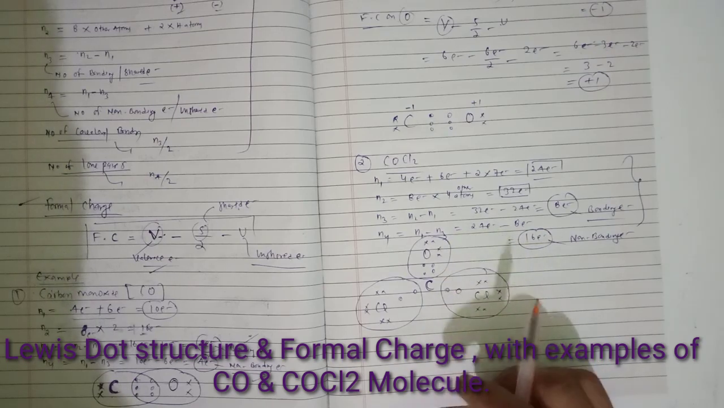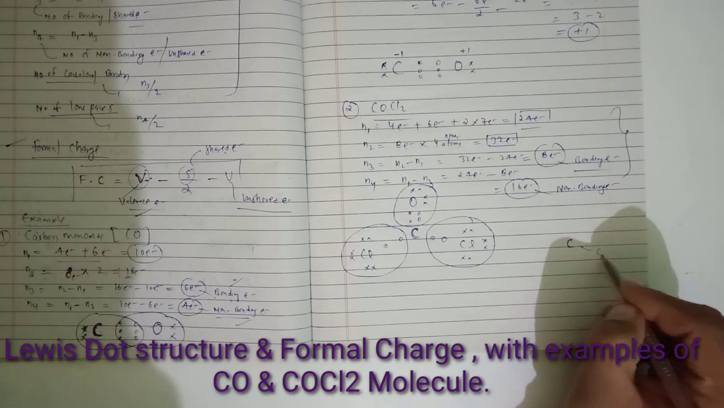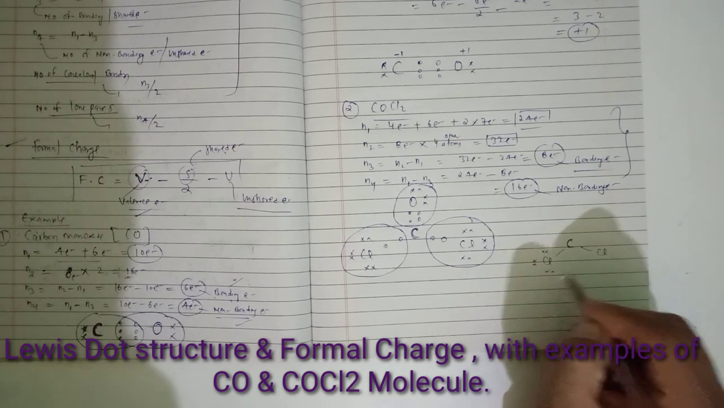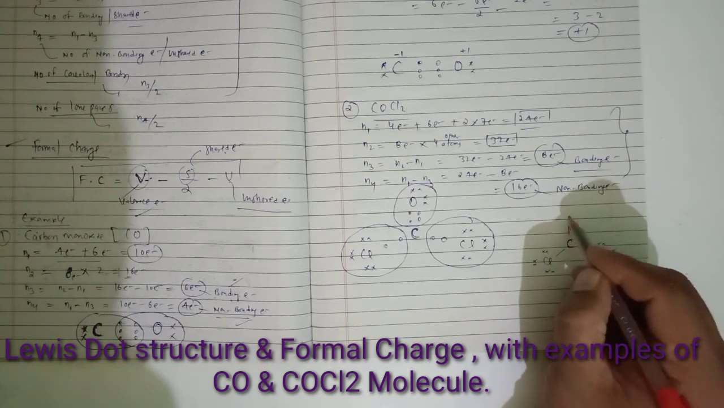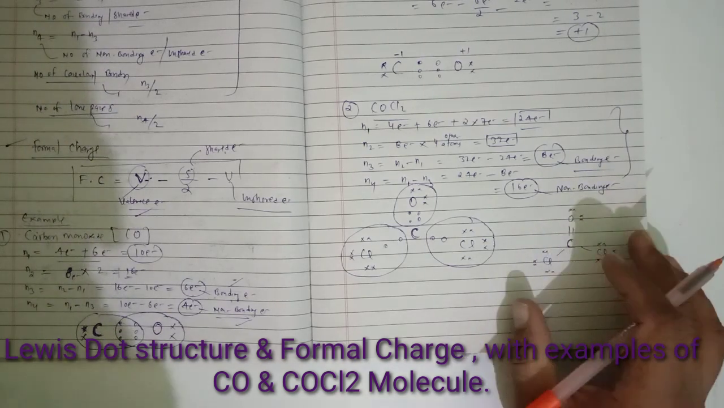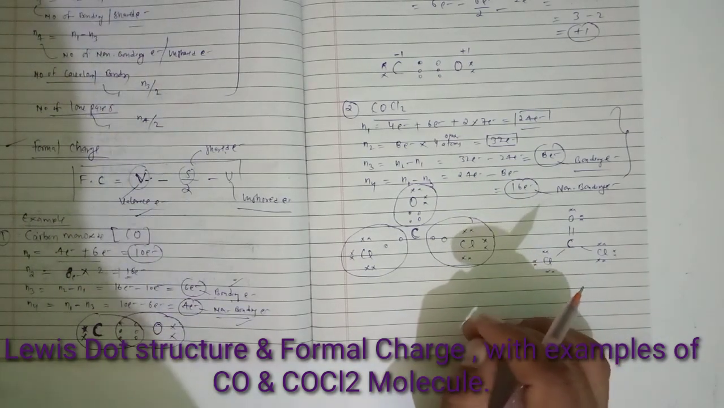Now if I show the bond formation, it will be C single bond chlorine, single bond chlorine. The non-bonding electrons can be shown with cross symbols, and a double bond to oxygen, with non-bonding electrons as cross symbols. So this is the Lewis dot structure of COCl2.